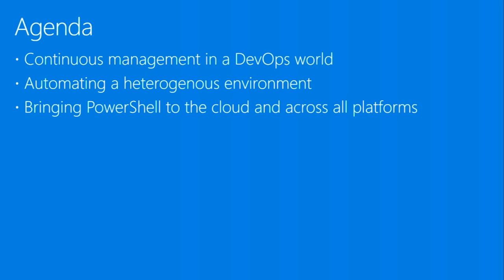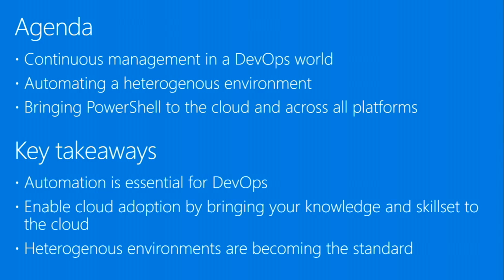And then the second thing we're going to talk about is how do you automate in a heterogeneous environment? And when we talk about heterogeneous, we're really talking about you've got a hybrid cloud where you've got a lot of your resources on premises, you've got others up in the cloud, plus you also have Windows and Linux that you want to manage. And then lastly, we're going to talk about how we're starting to bring PowerShell to the cloud and across all the platforms. And this is really about what we're doing with PowerShell 6, plus also how we're doing PowerShell and Cloud Shell.